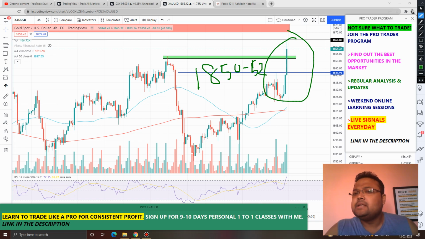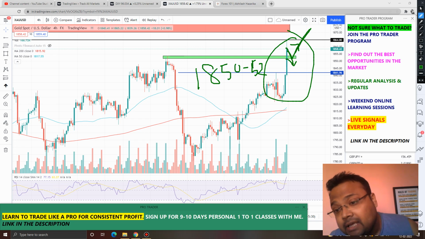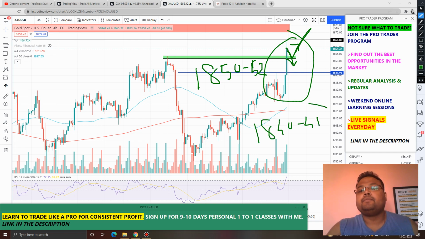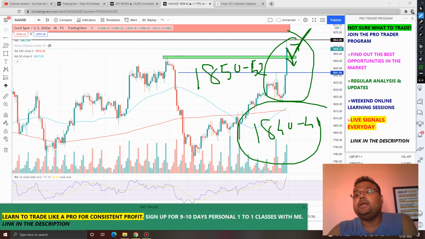Around 1850 to 52, there is a possibility that the market may come and bounce again, okay. So if the market bounces from the 1852 level, you can take a buy position. On the other hand, if the market breaks the level of 1850, you can take a sell position, but that can be high risk. So I am just leaving the decision to you, okay. But there is a possibility that the market may bounce again around the 1840 to 41 level. So if the market comes down and bounces from the 1840 to 41 level, we can take a buy position as well.